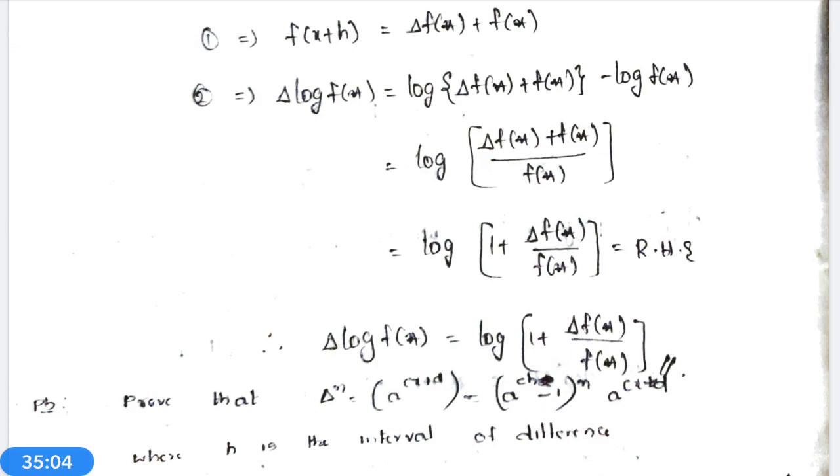Now what is LHS? Delta log fx. Log fx can be considered as a function of x. Then delta log fx, say capital Fx. Then delta capital Fx is equal to capital F of x plus h minus capital Fx. So replacing log fx in place of capital Fx, we get delta log fx is equal to logarithm of delta fx plus fx minus log fx.